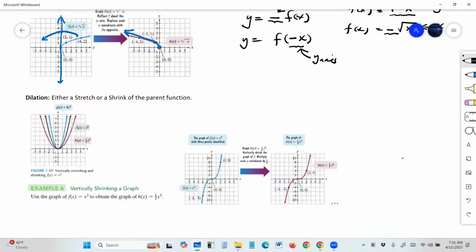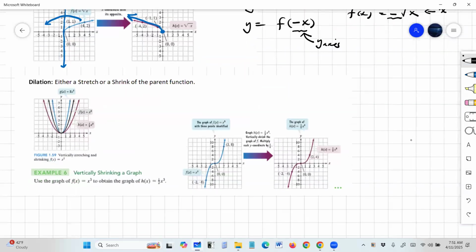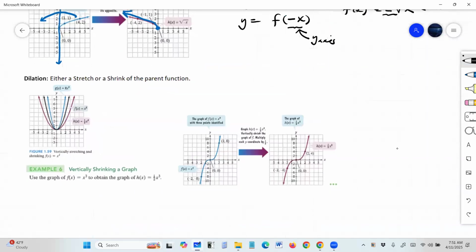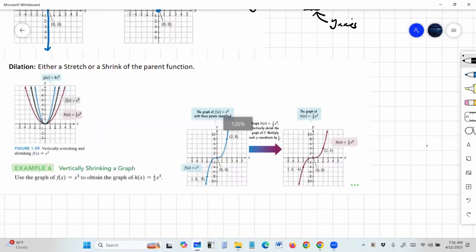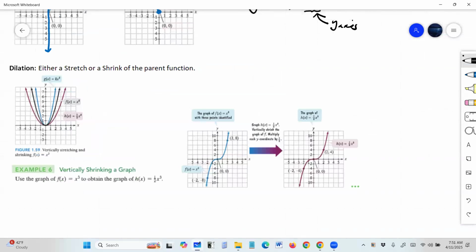Now let's take a look at dilation. As I said, I'm going to explain what it is, but we're not going to graph them now because, as you see here, it's almost impossible to see what a dilation is, even with software. So a dilation is nothing more than a stretch or a shrink of the parent function.